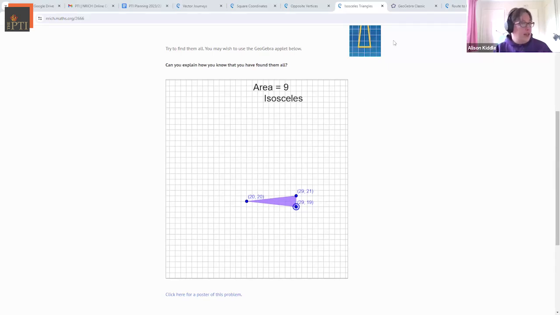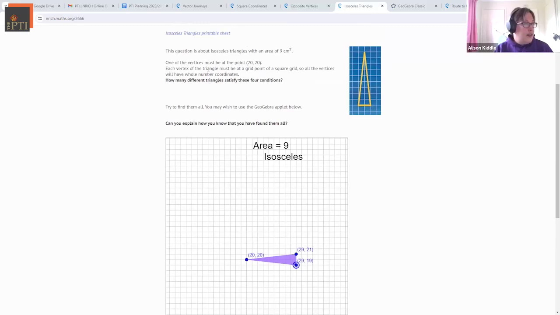Now, unfortunately, I did forget to say that we wanted to stick to whole number coordinates. So thank you to people who have found ones that have 0.5s in them. Unfortunately, the GeoGebra that I've made here in the problem only allows you to draw them on the grid points. And so I can't draw any of yours to check.